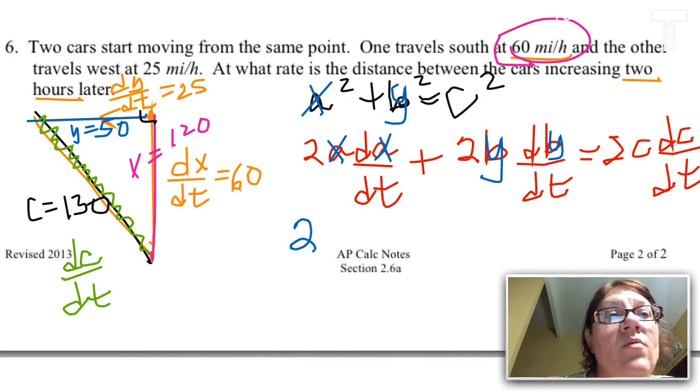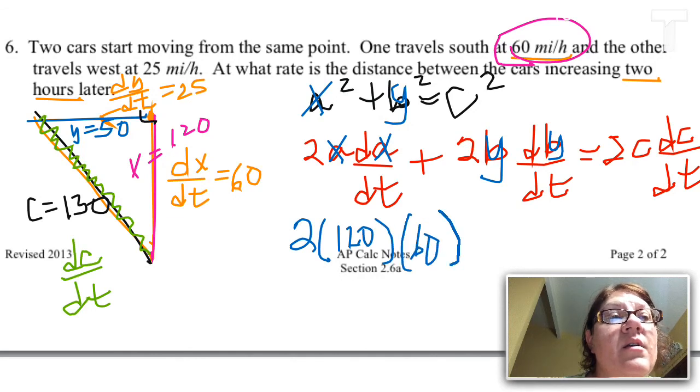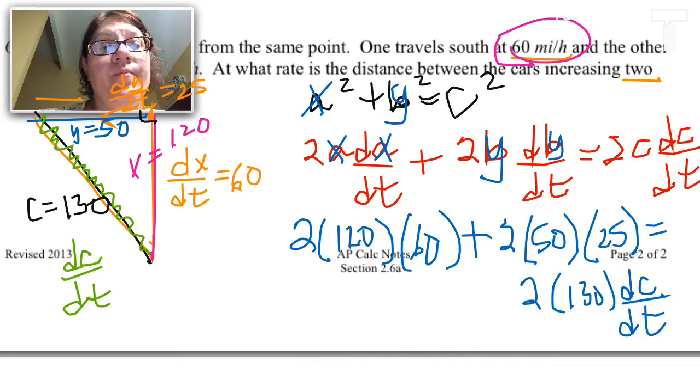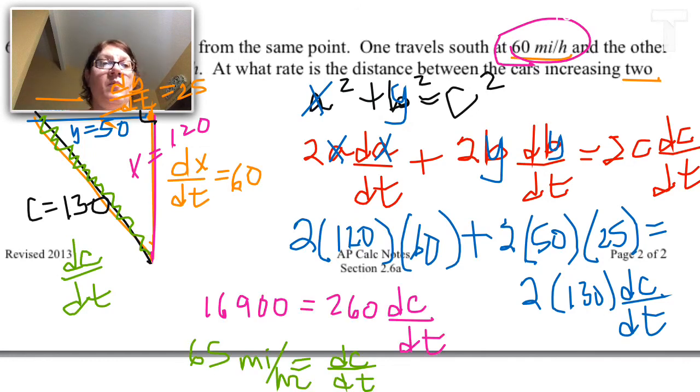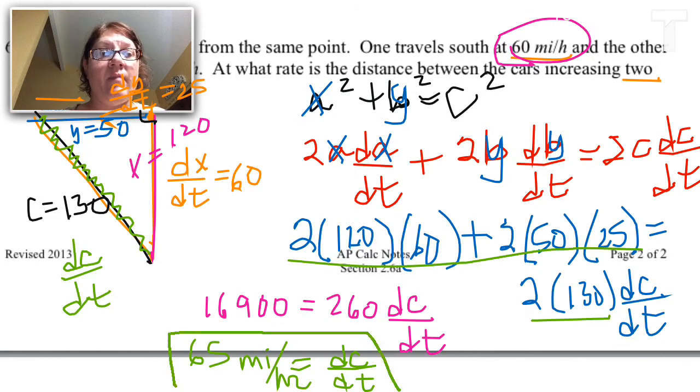So I've got 2 times x, but x was 120, and then dx/dt was 60, and then fill the rest in because I'm going to run out of tape here. So hopefully your equation looks like that, and then I'm going to do the math magic on it. So I multiplied everything on the left, divided by the 260, and a final answer, 65 miles per hour.